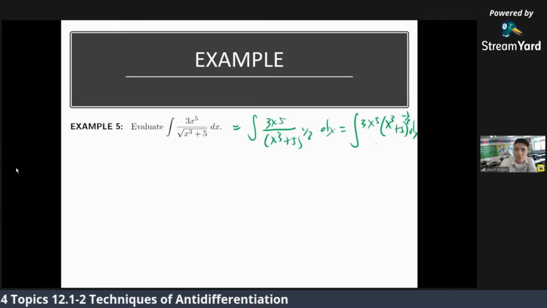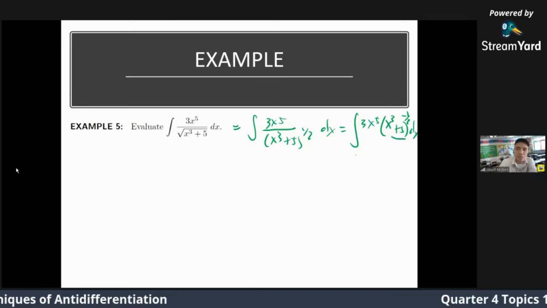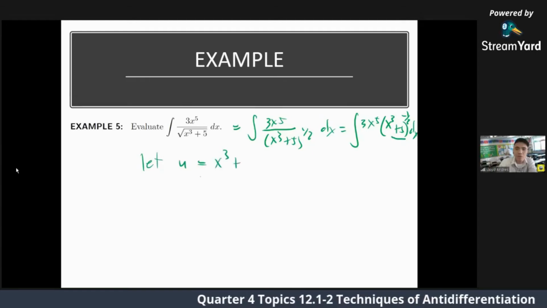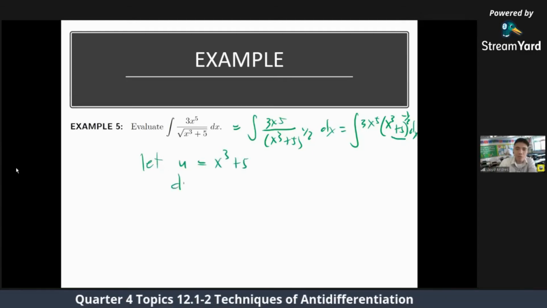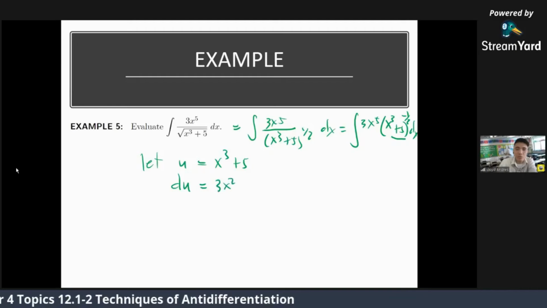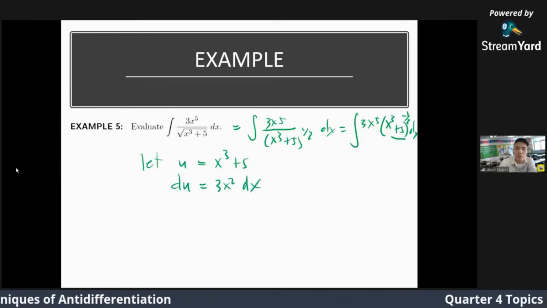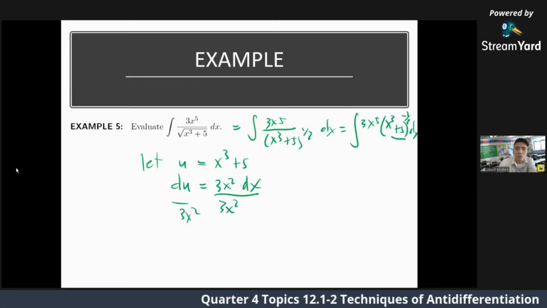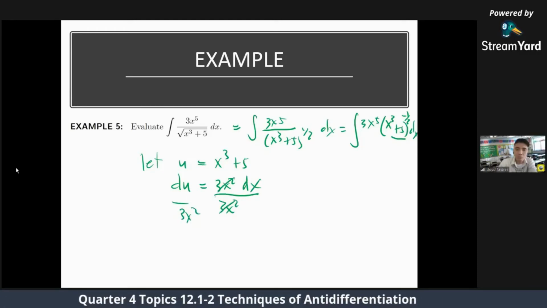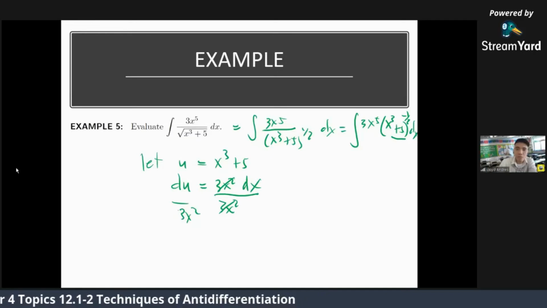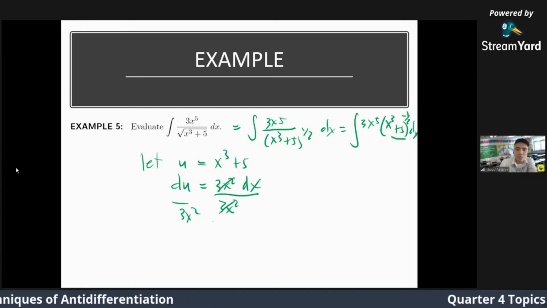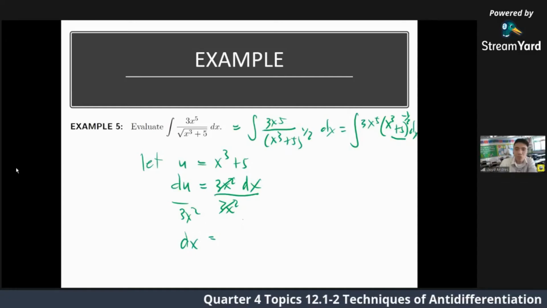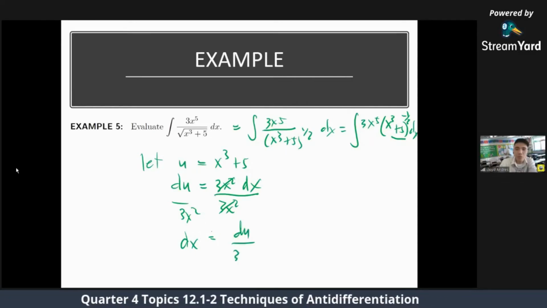Then, kanin diri ta mag let u kanang naay base na. So, we let u as x cubed plus 5. Kaya ang derivative ni u is just 3x squared dx. Then, isolating dx. So, divide both sides to 3x squared. And then, ang dx na to is becomes du over 3x squared.